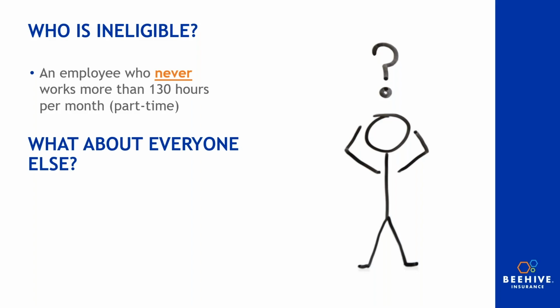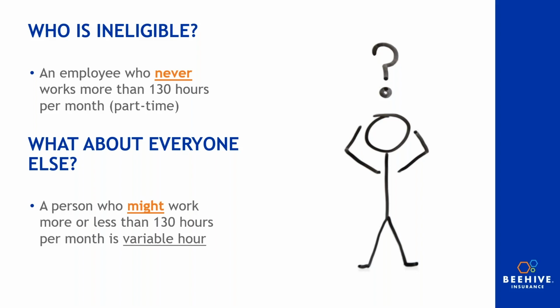So what about everyone else? Because we all know that we have employees who sometimes work less than 130 hours or less than 30 hours per week, but sometimes maybe there's a rough week or lots of work to do and they work more than 30 hours per week. So a person who might work more or less than 130 hours per month is variable hour. So keep in mind that these ineligible employees and these variable hour employees are not ducks. And we're going to be looking at the not ducks for these next few examples.